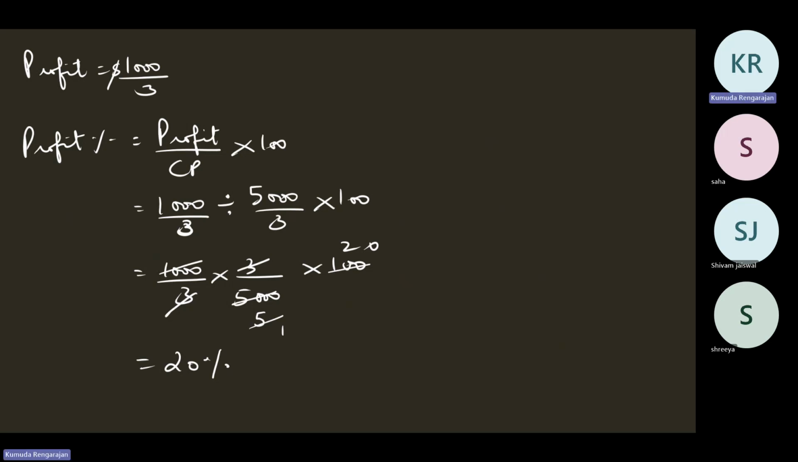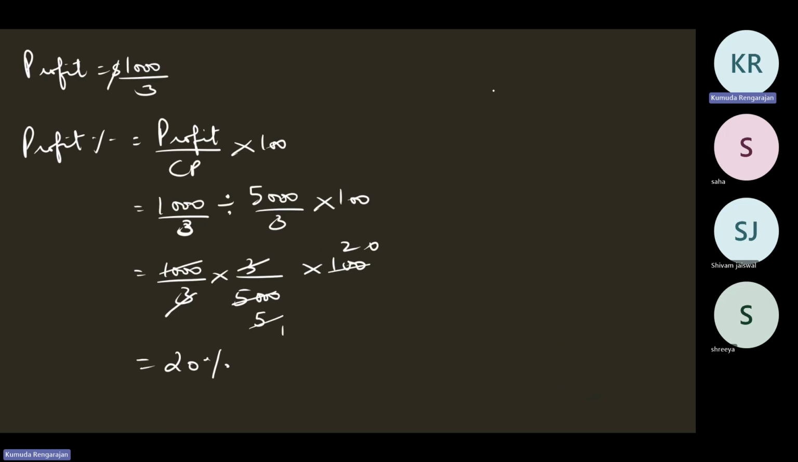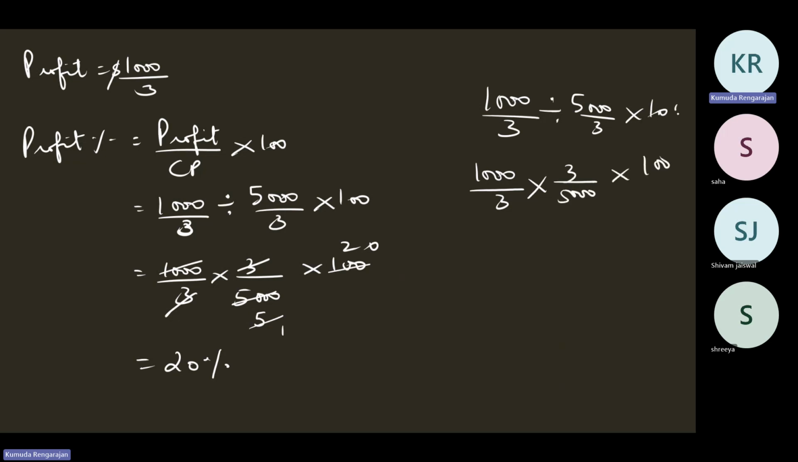Now the profit percent is profit by CP into 100. Profit is 1,000 by 3 divided by CP. You can see the CP here is 5,000 by 3. So write it like this: the profit is 1,000 by 3 divided by CP, 5,000 by 3, into 100. Then division becomes multiplication, and 5,000 by 3 becomes 3 by 5,000, into 100. So 3 cancels. 1,000 ones are 1,000, fives are 5, 20 times. So 20%.